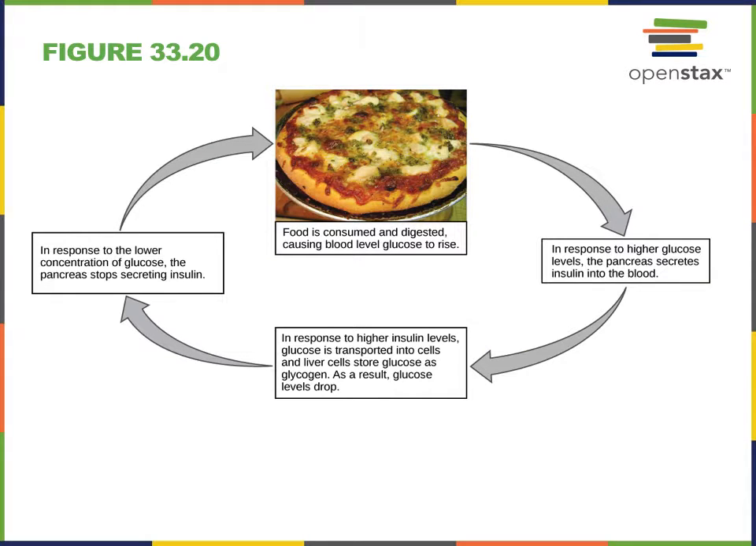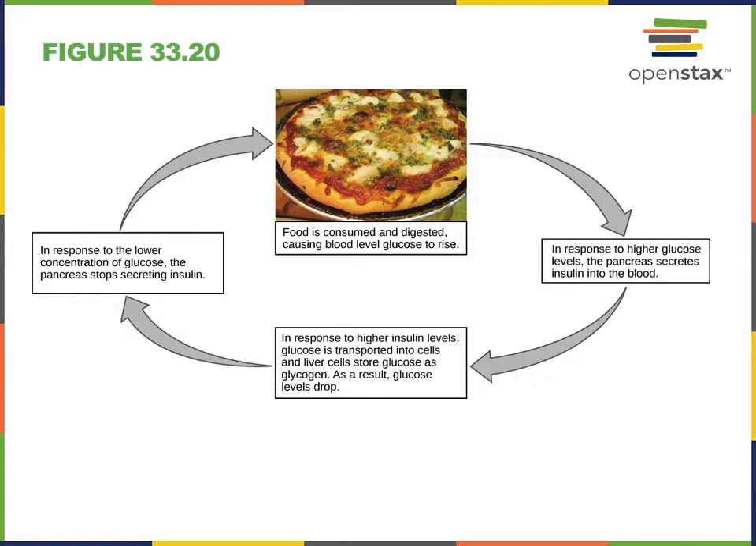Another example of a negative feedback loop is with blood sugar levels. So let's say you consumed and digested this lovely looking pizza here. When you eat and consume food, it will cause your blood glucose levels to rise. In response to higher glucose levels, the pancreas is going to secrete insulin into the blood. In response to that higher insulin level, the glucose is now transported into the cells and liver cells and stored as glycogen. This causes blood glucose levels to drop.